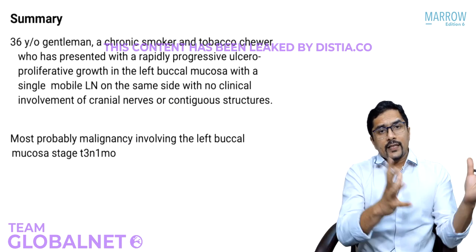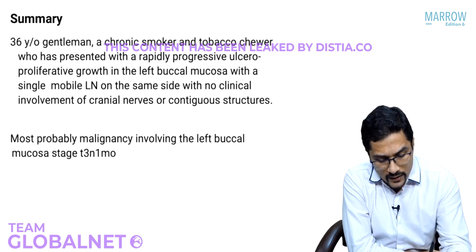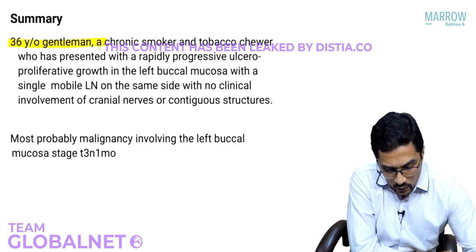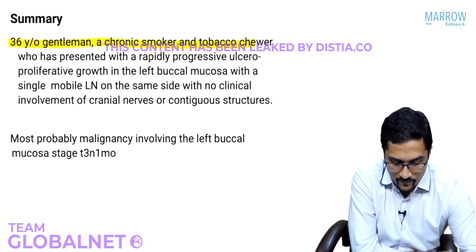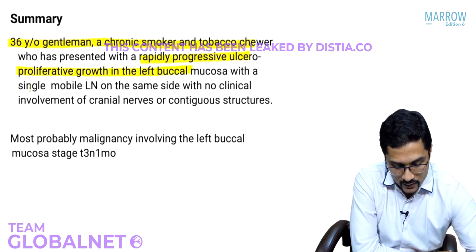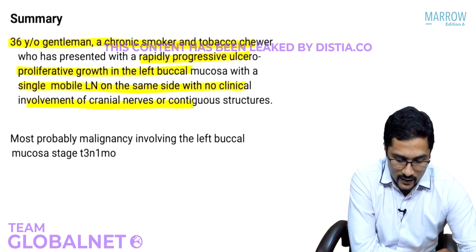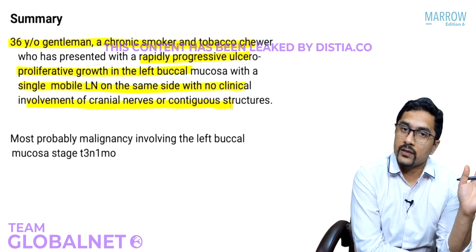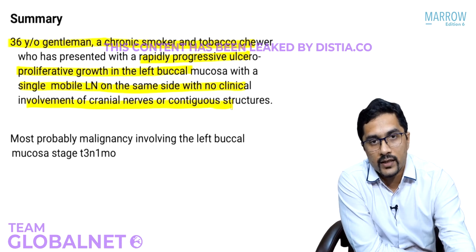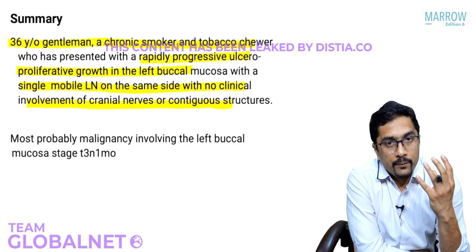Now, once you finish the history and physical examination, the examiner is going to ask you for a summary. So the summary has to be in 2 or 3 lines. 36-year-old chronic smoker and tobacco chewer with a rapidly progressive ulceroproliferative lesion in the left buccal mucosa with a single mobile lymph node on the same side, with no clinical involvement of cranial nerves or contiguous structures. That is the summary of your case in 3 or 4 lines. That's what you have to tell your examiner. Okay? He'll ask you what is your impression of the case.